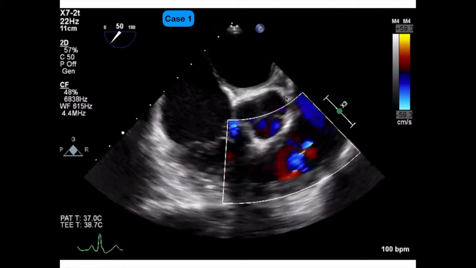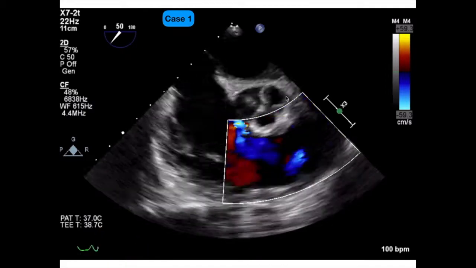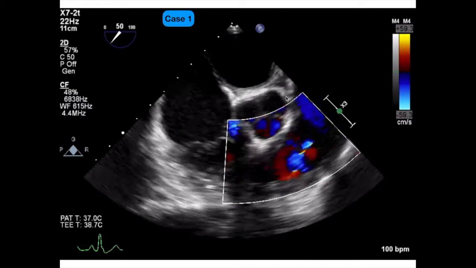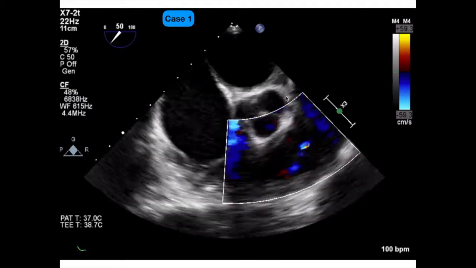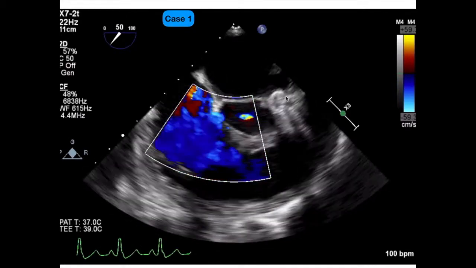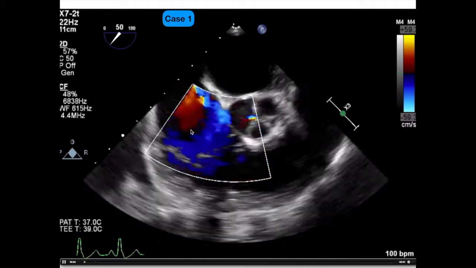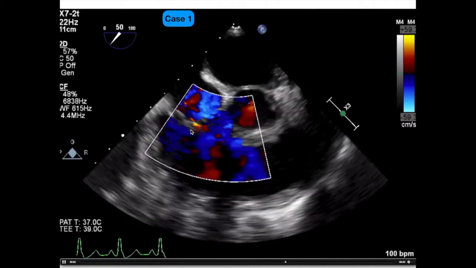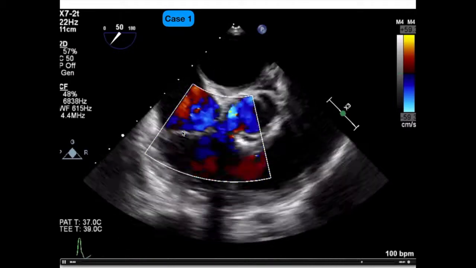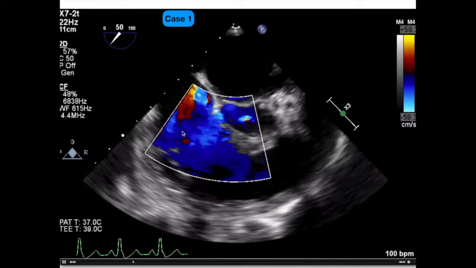Moving the color box to the pulmonic valve reveals a small retrograde jet of pulmonic insufficiency, which is trace to mild and of no clinical significance. In the tricuspid valve with color Doppler, we see a small systolic jet on the atrial side of the valve. It's very narrow in its origin, consistent with trace tricuspid regurgitation. We'll have to look at further views to confirm this.